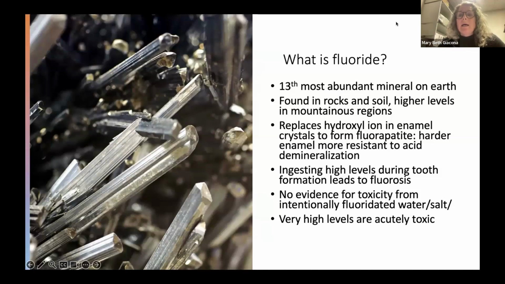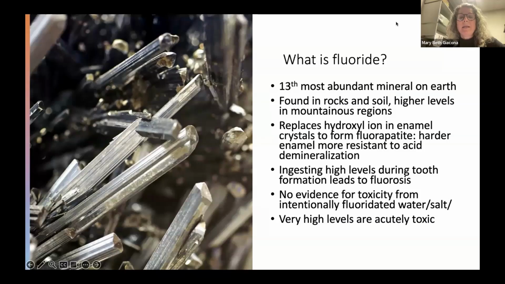What fluoride does for enamel, and I'll have a diagram on this in just a couple of slides, is it actually replaces the hydroxyl ion. So the enamel crystals go from hydroxyapatite to fluorapatite. And what you end up with is a harder, physically harder enamel that's more resistant to acid demineralization.